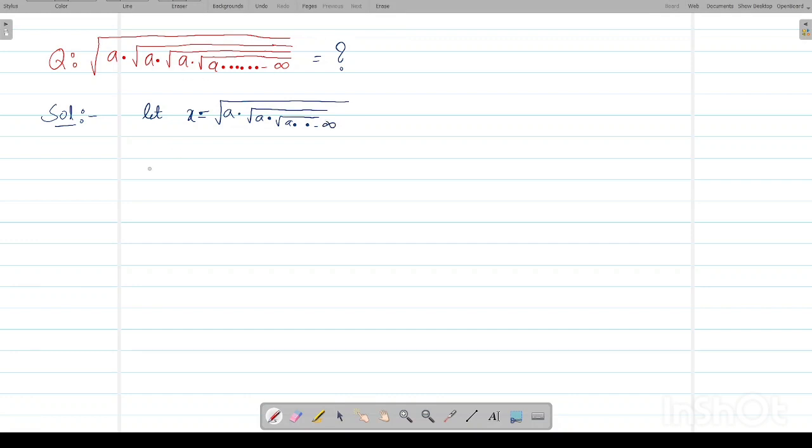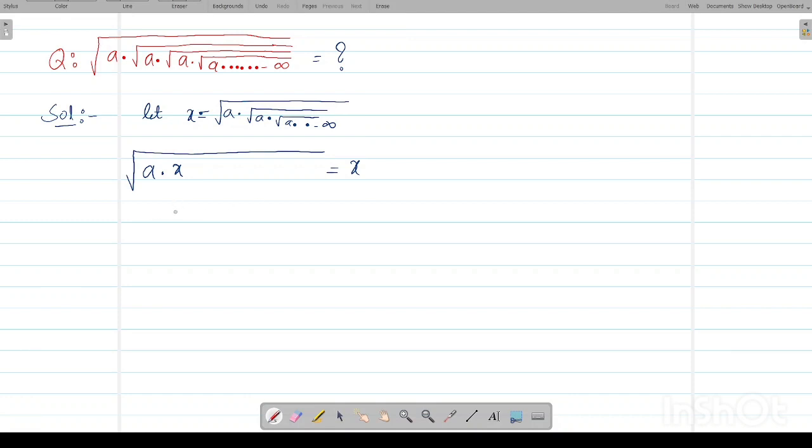Now what they will do is they will write the first term of this infinite surd as it is, means they will write a as it is, into root of a into root of a into root of a and so on, infinite. They will consider this value as x, because I have assumed this value as x. So it is root of a x.